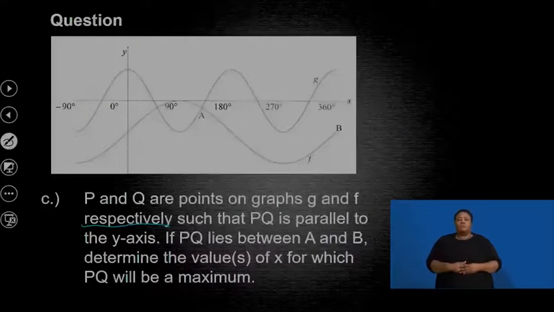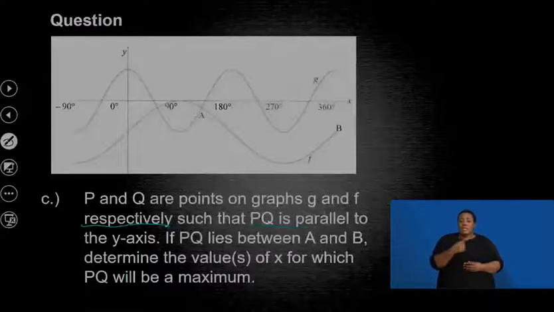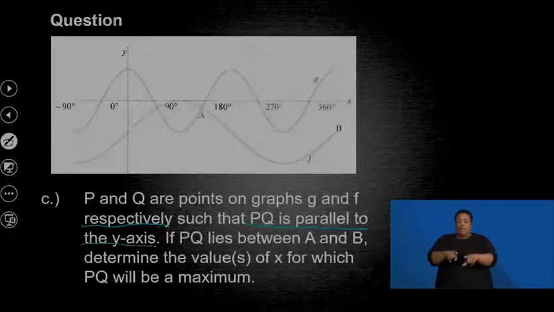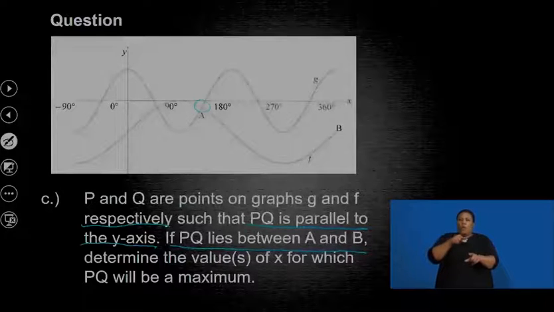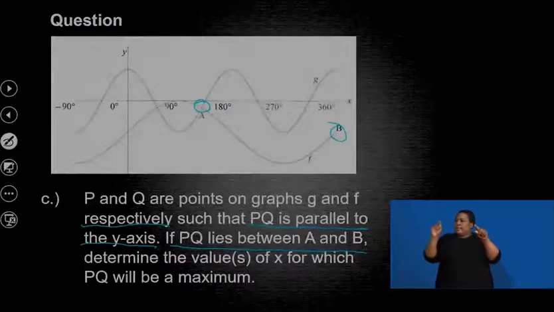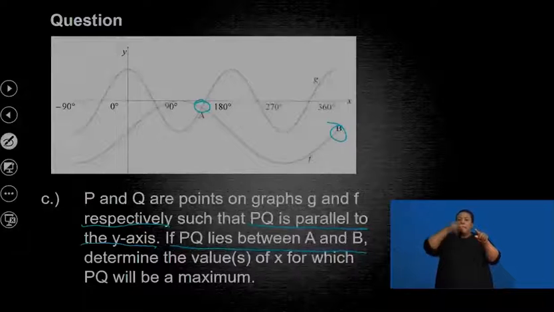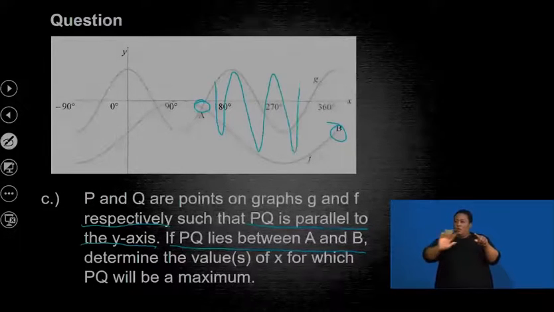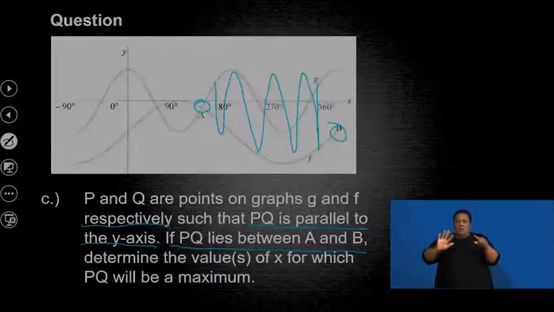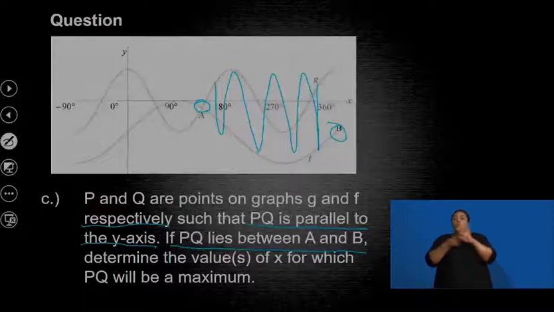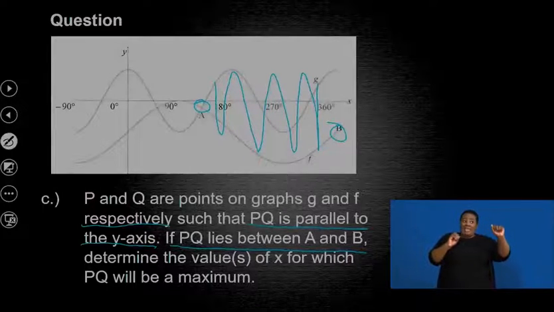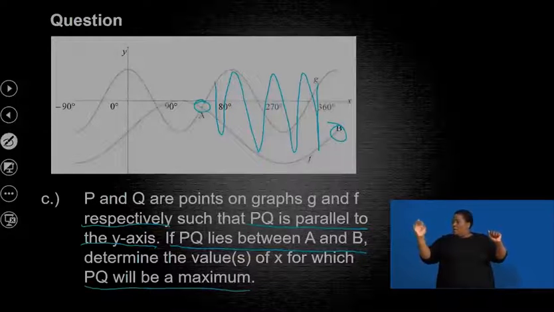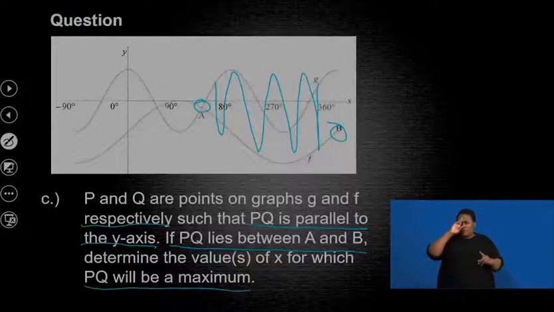Let's read the last part of the question. Such that PQ is parallel to the y-axis. Then they say PQ lies between A and B. Now this is my A, that is my B. Meaning my P and Q will be between here. It will be somewhere here. So I'm just scribbling around to show you exactly where it will lie. Nothing on the left-hand side of A and nothing on the right-hand side of B. All right, so guys, that's all the question is about.